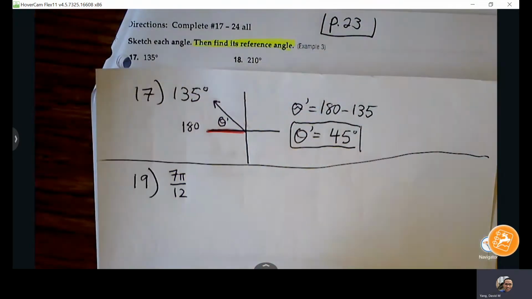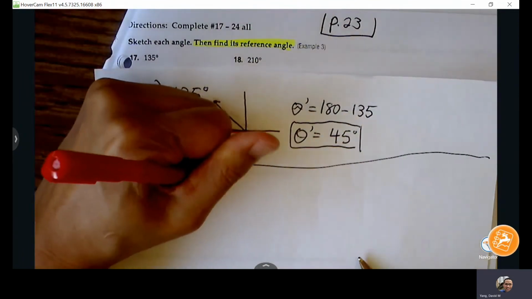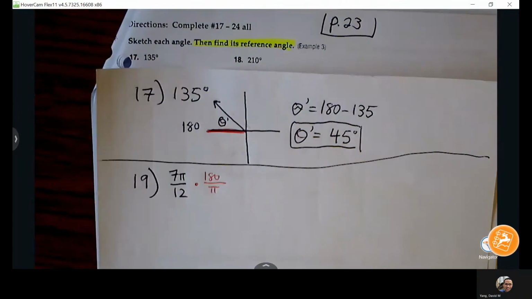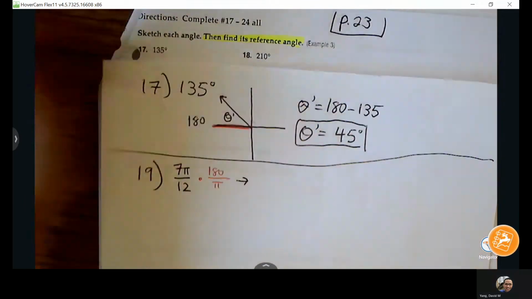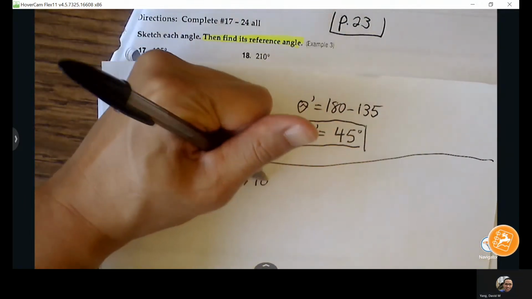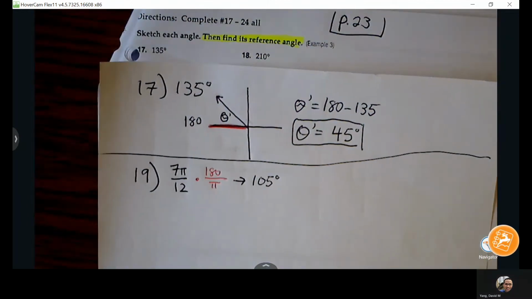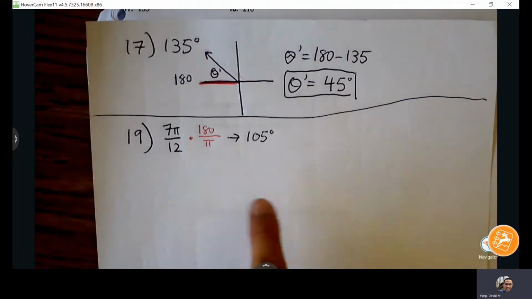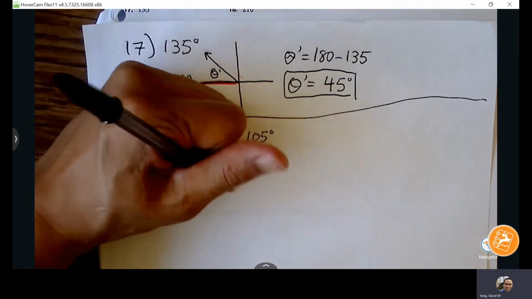So I'll do a quick conversion so I can have a better idea. Multiply by 180 over pi. Clean that up: 7 times 180 divided by 12. The pi's cancel out. So that's enough for us to make a distinction as to where it is. 105 degrees, that's going to be in the second quadrant. So we can go ahead and place that there.